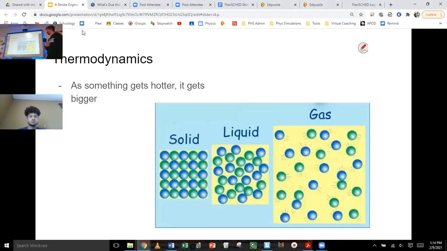It uses thermodynamics by saying that when gases get hotter, they expand. So when the ignition happens of the gas, it'll expand and push the piston down. And that's what gives you your power. And that's it.